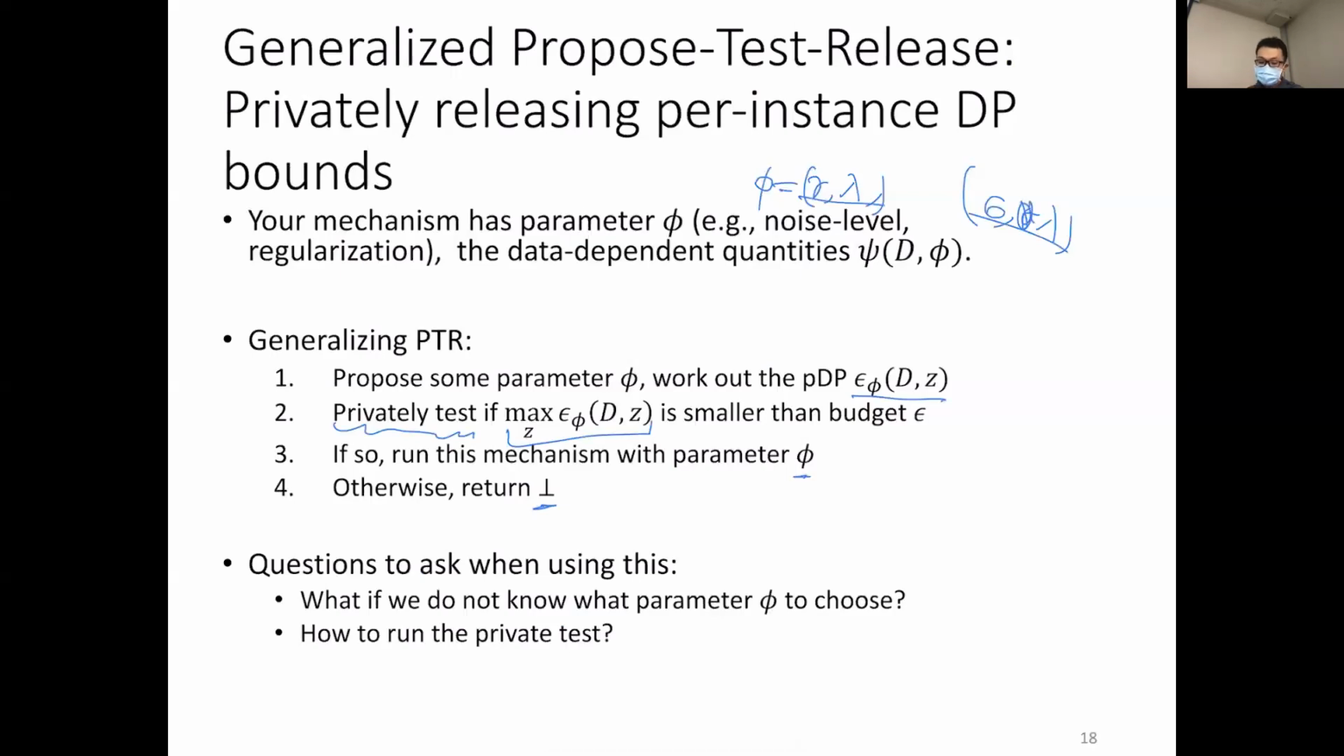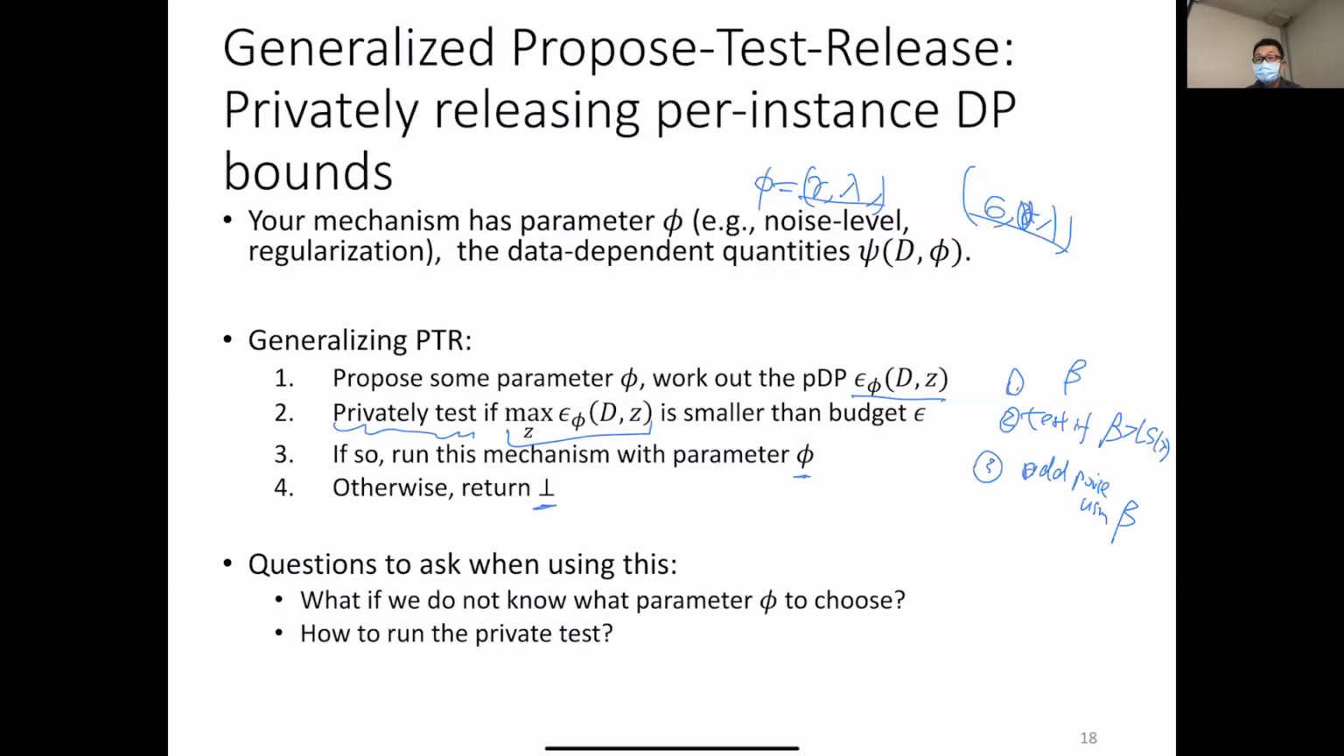Okay, so this is in the same flavor of proposed test release. In proposed test release, you propose beta, you test if beta is larger than the local sensitivity on your particular data set. And lastly, if the test is successful, then you add noise, using this beta as a surrogate of the local sensitivity.